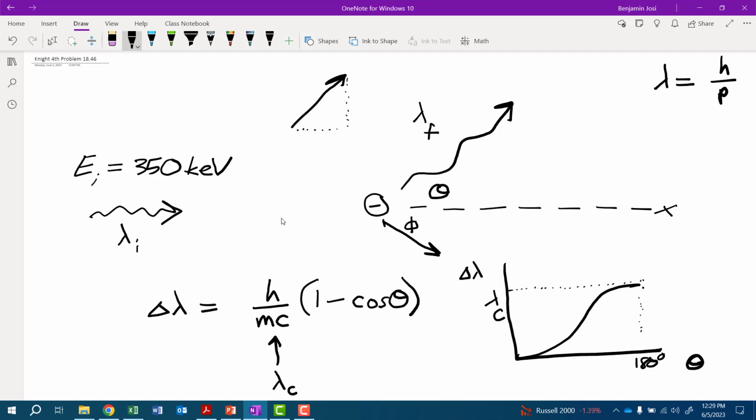I don't remember if your book actually shows you all the gory details. It's not that bad, but it takes a little bit of time. So that's the Compton scattering formula. And now we need to go back and talk about the rest energy of a material particle in special relativity.